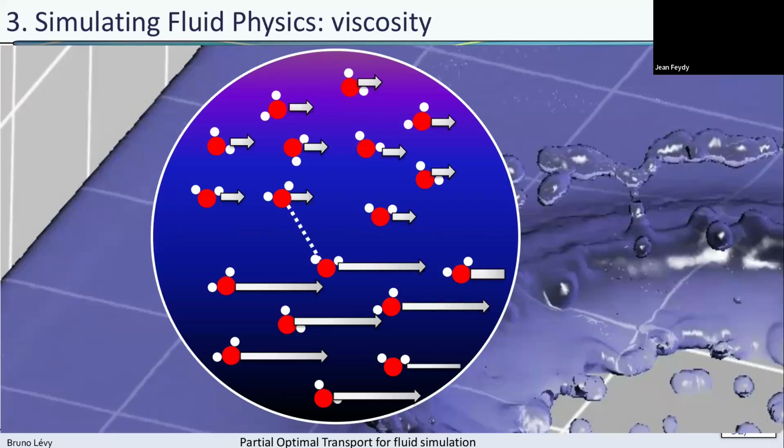And if we look at these two molecules, one in the fast lane, one in the slow lane, they are connected by this bond. The effect of that is that the slow one will tend to accelerate, and the fast one will tend to decelerate. So it's interesting, it will do that.